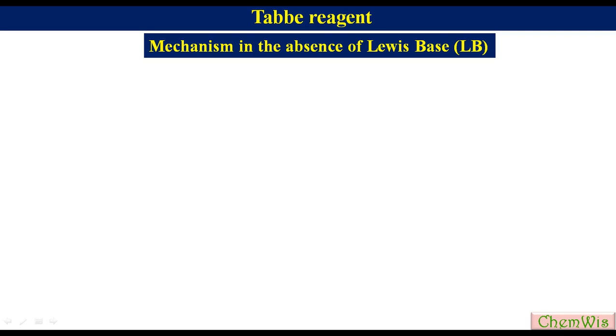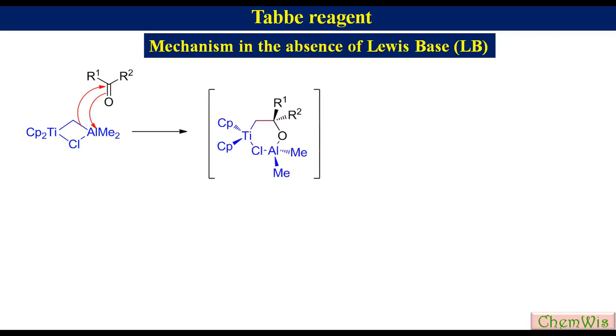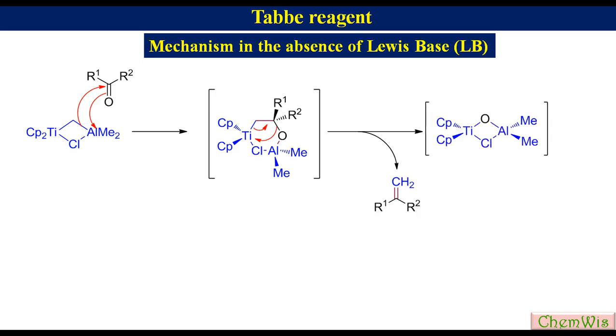Mechanism in the absence of Lewis base. In the absence of Lewis base, carbonyl carbon directly reacts with Tebbe reagent to generate this 6-membered cyclic structure, which eliminates product and a 4-membered ring cyclic structure. This undergoes methyl transfer and ring opening process like this to generate chloromethyl titanocene and methylaluminium oxide as a polymer.